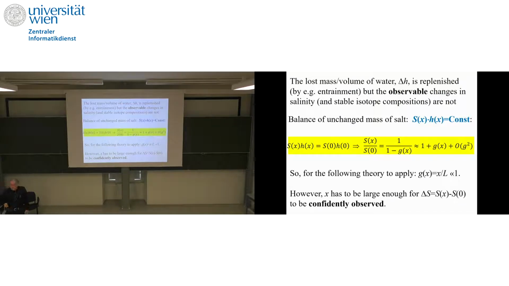And there is the first limitation of this theory. It will work only if G, which is X over L, is sufficiently small for this first order expansion to be valid. As you'll see, this is not a big problem. But on the other hand, we need X to be large enough for the salinity changes to be detectable. If you go 1 kilometer, you won't see any difference, so there's no signal. So there is a balance between making it sufficiently large for the salinity changes to be observable, and sufficiently small for this first order expansion to be valid.